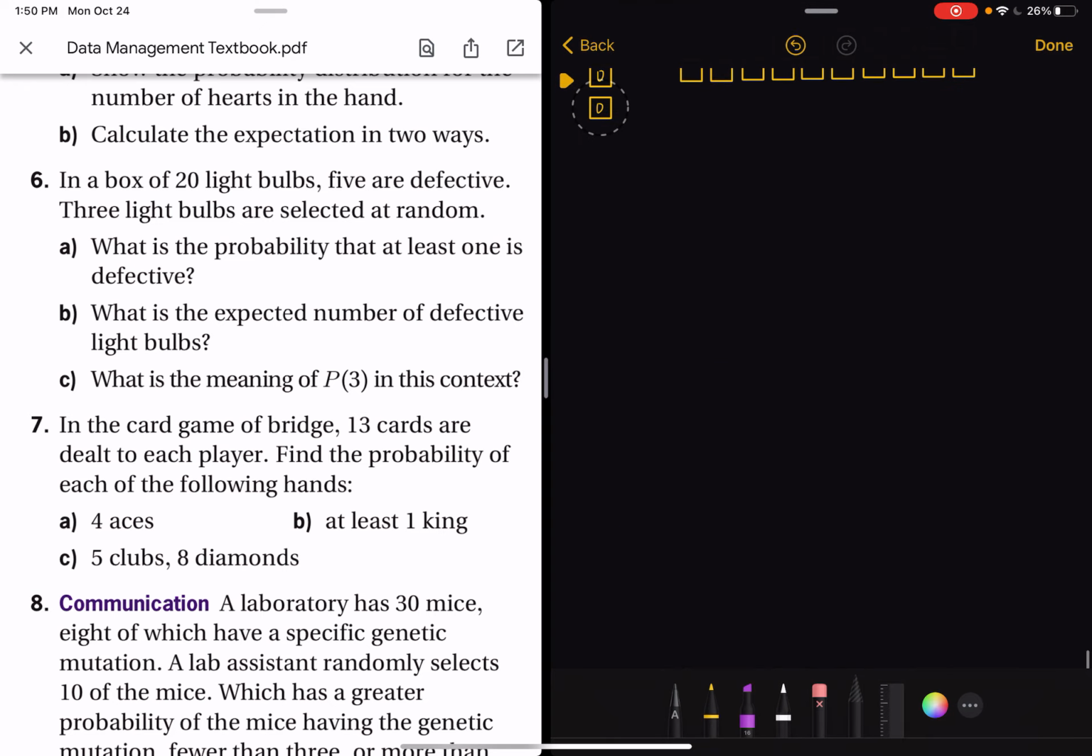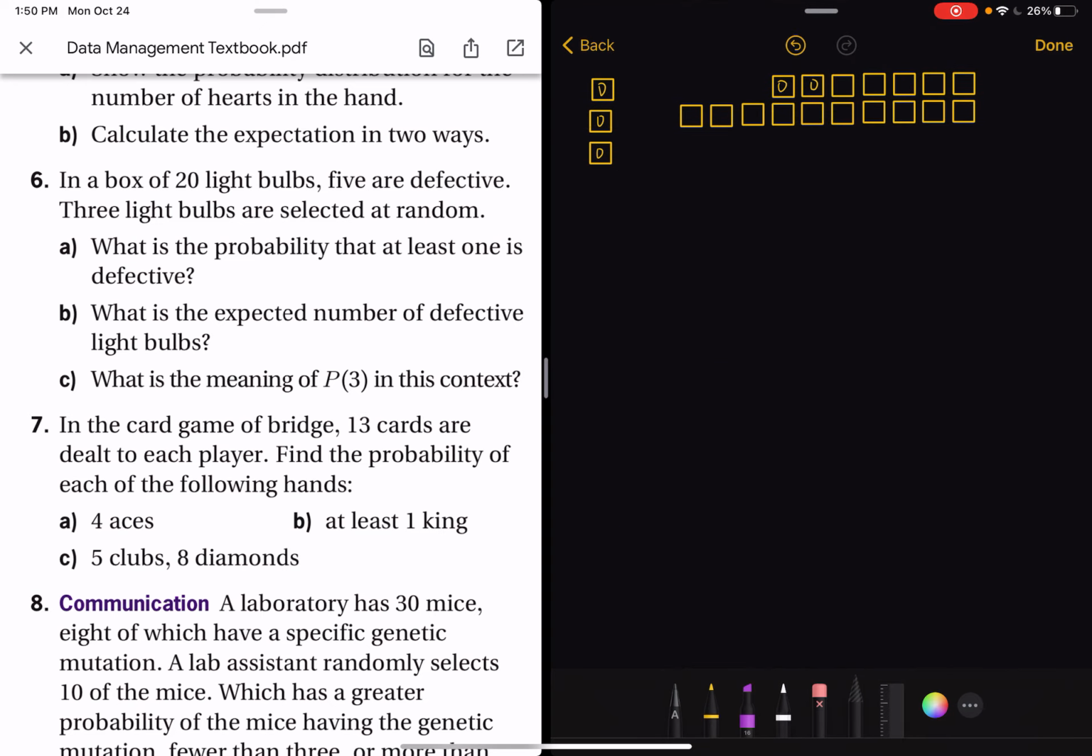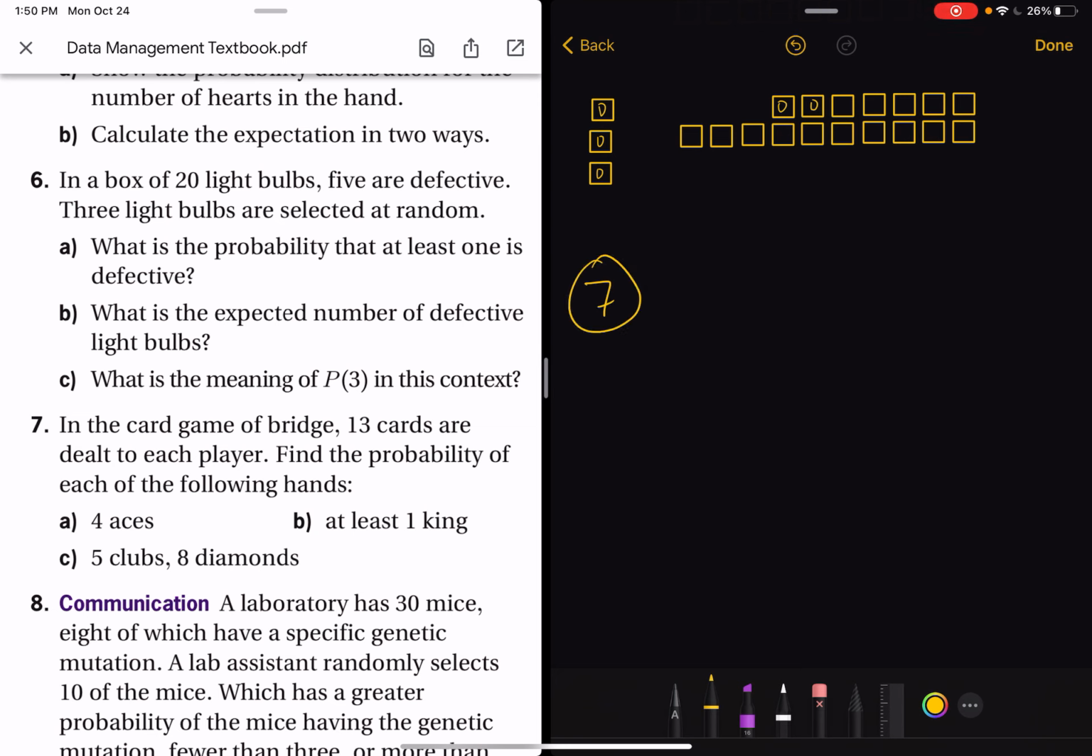Let's do question 7. And then the rest I'll leave to yourselves. 7. In a card game of bridge, 13 cards are dealt to each player. 13 to each player. Find the probability of each of the following hands. So 4 aces.